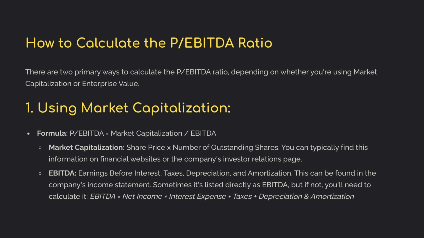EBITDA, earnings before interest, taxes, depreciation, and amortization. This can be found in the company's income statement. Sometimes it's listed directly as EBITDA, but if not, you'll need to calculate it. EBITDA equals net income plus interest expense plus taxes plus depreciation and amortization.